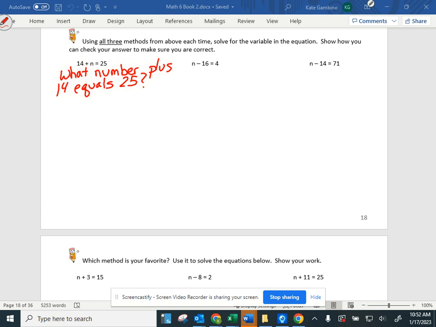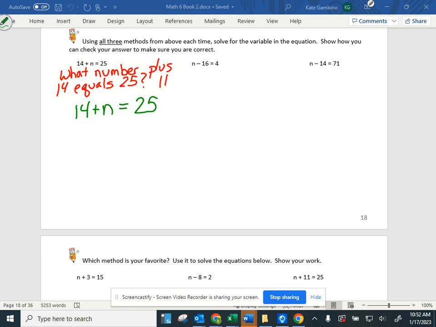So what would the answer be? What number plus 14 equals 25? 11. So now let's do our next way. Let's do the opposite operations. To do opposite operations, we're going to write our equation out again. So that's our equation. What do I have to do for my opposite operations?